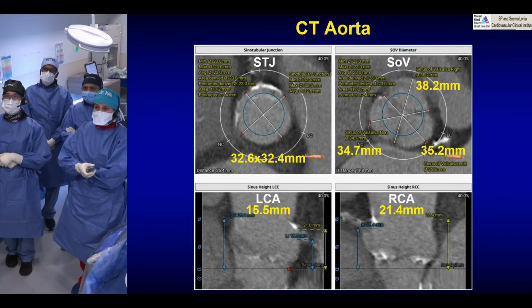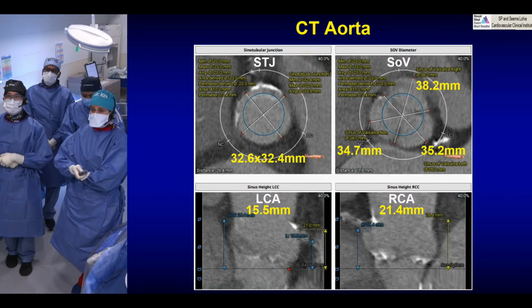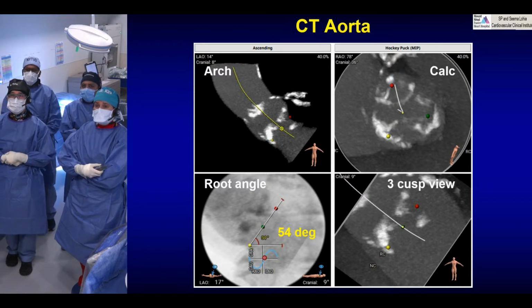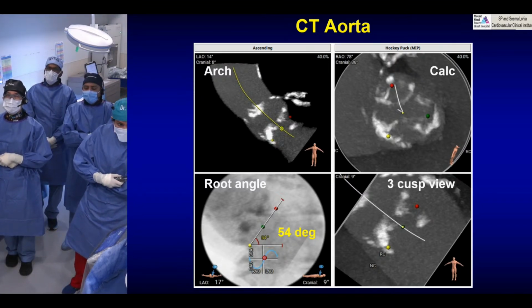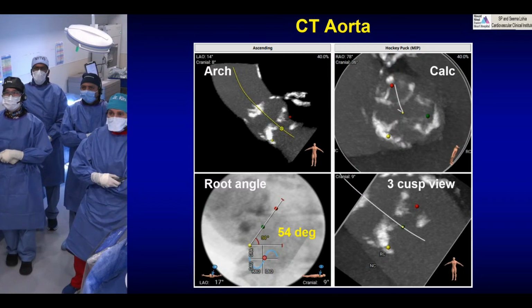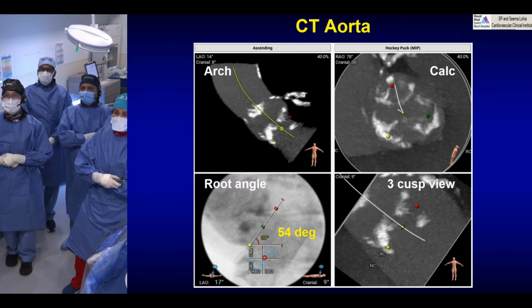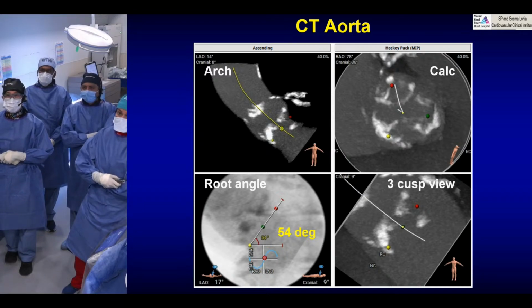So the STJ is very big, sinuses are very big, so no issue of coronary obstruction. Left main height is high, so the root is big. So it's not an issue about the anatomy. You can see some calcification in the proximal ascending aorta. Tri-leaflet, you saw it from Stam's echo. Very calcified valve, and confirmed on the CT scan as well. And interestingly, this is a mixed severe AS and moderate AR case, right?